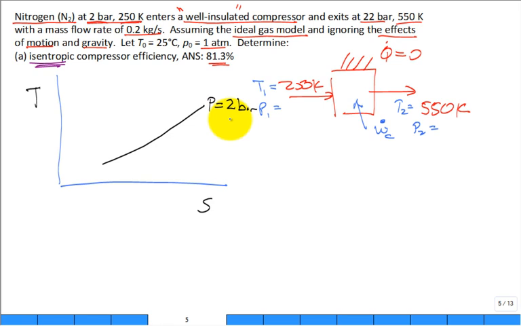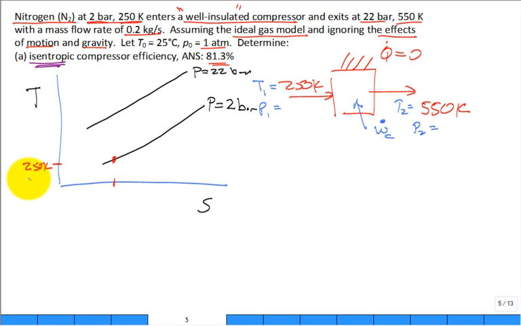Excuse me. And then, if I had another line of constant pressure for an ideal gas, it would be up like this, 22 bar. How do you know that? I passed Thermo 1. I don't know what else to say, but you got to be familiar with how these property diagrams are and why they work. So we start with this entropy and this temperature. Hey, it started at 250 Kelvin, did it not? On a line of 2 bar. It ends up somewhere on the line of 22 bar.